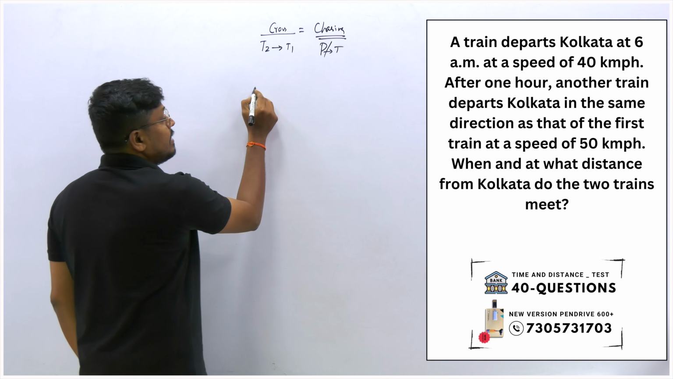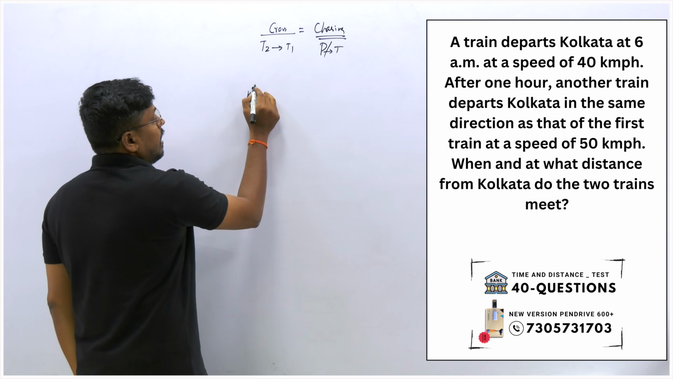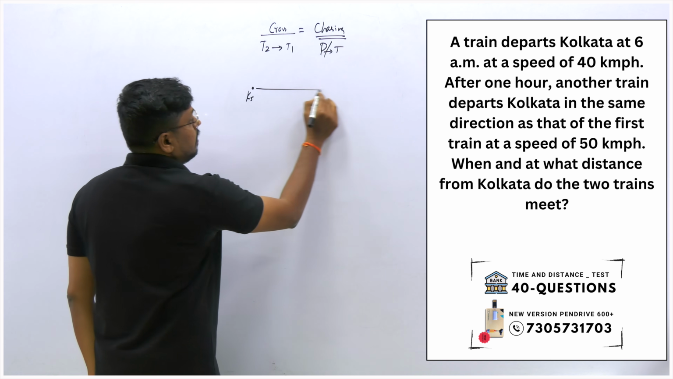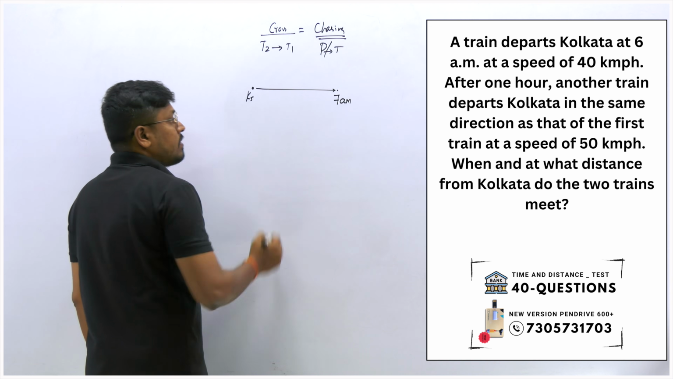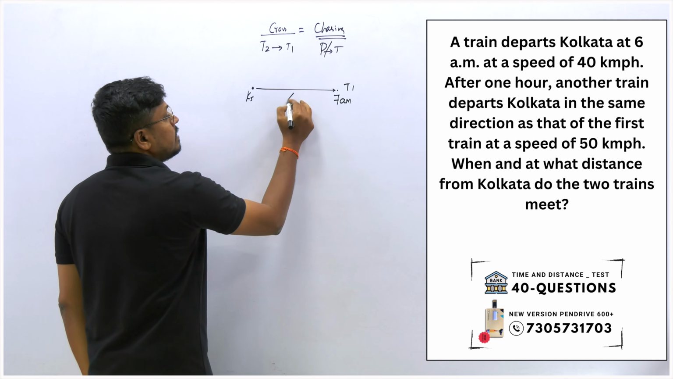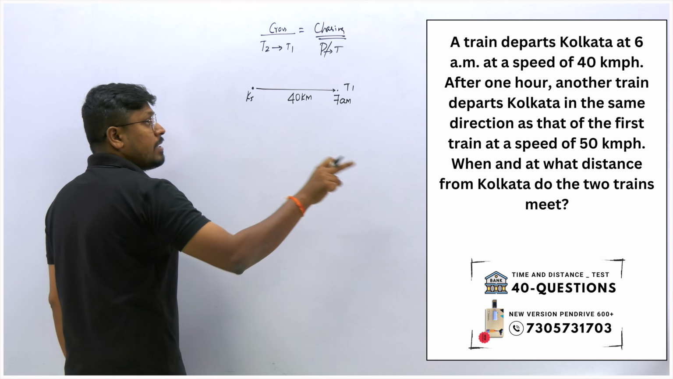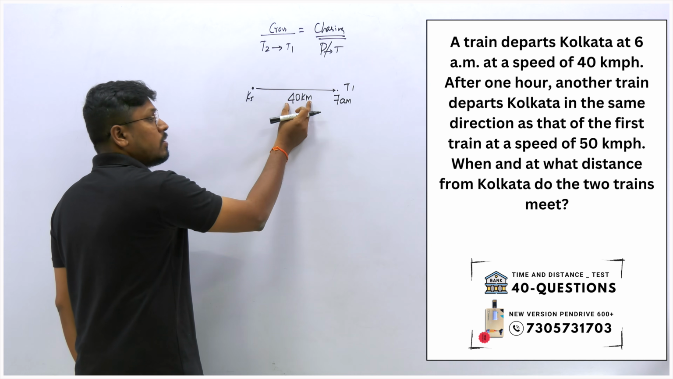Why? Because the first train speed, let's say this is the Kolkata station, right? So at 6 a.m. the first train started from the station, and now after 1 hour, at this point the timing will be 7 a.m. So now train 1 is at a distance of 40 km from Kolkata station. Why? Because train 1 speed is 40 km per hour. So in 1 hour the train could have traveled 40 km total distance.